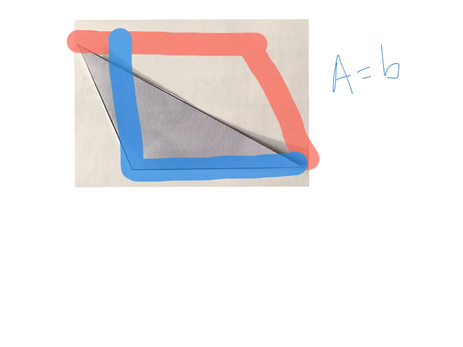So it still is base times height divided by 2. It's just that this obtuse triangle is half of a parallelogram instead of a rectangle. But it still uses the same formula, still has the base and height, still has the same area.